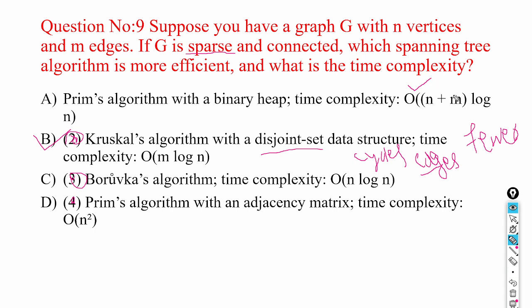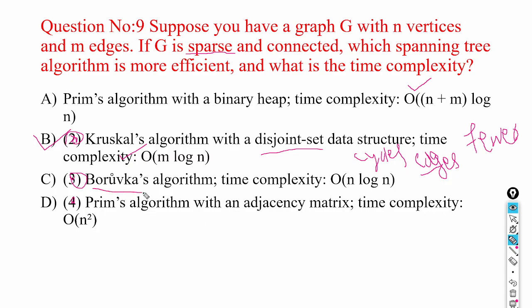So why is option A, order of n plus m log n, efficient but not the best here? It is also efficient, but compared with Prim's algorithm, Kruskal's algorithm with order of m log n complexity is the more efficient way. So C is not preferred as an answer generally.